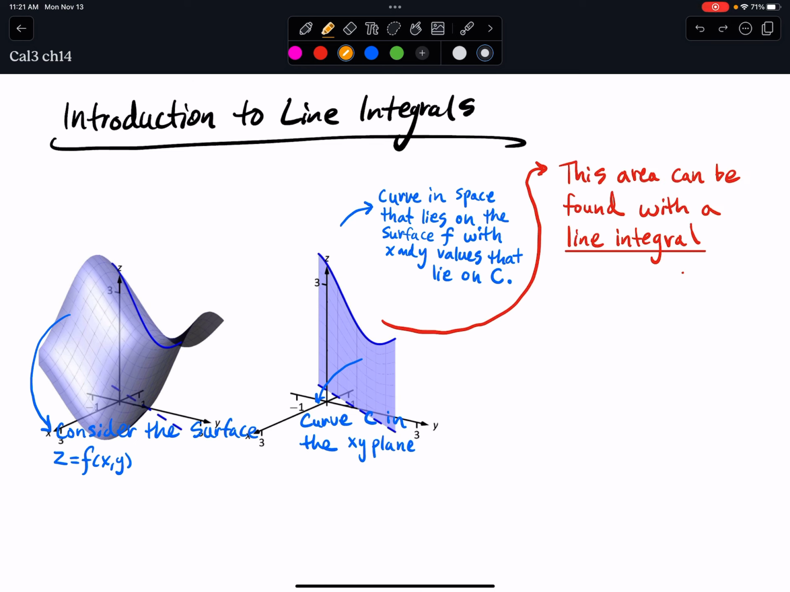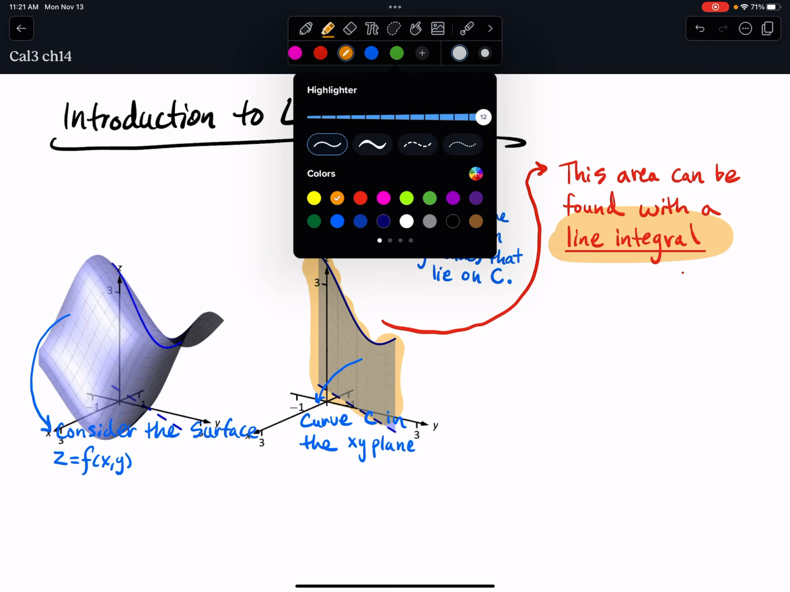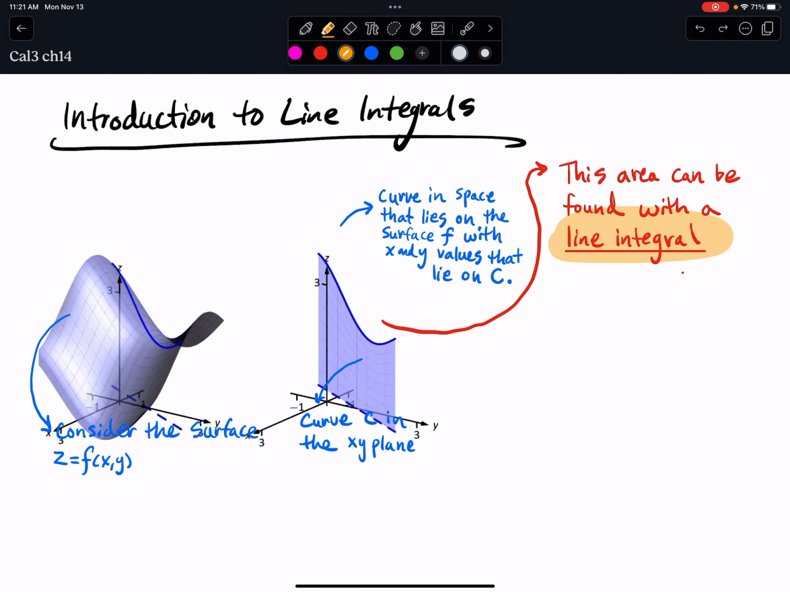This area can be found with a line integral. So what the line integral does is it finds this area of that sheet right there, okay? The area under the curve of that surface on the trajectory of that C curve in the xy plane. It's like you take that z function and project it down to the xy plane. It makes that C line.